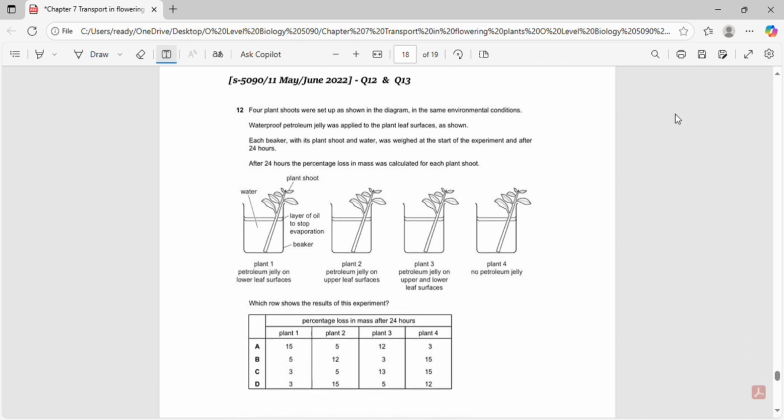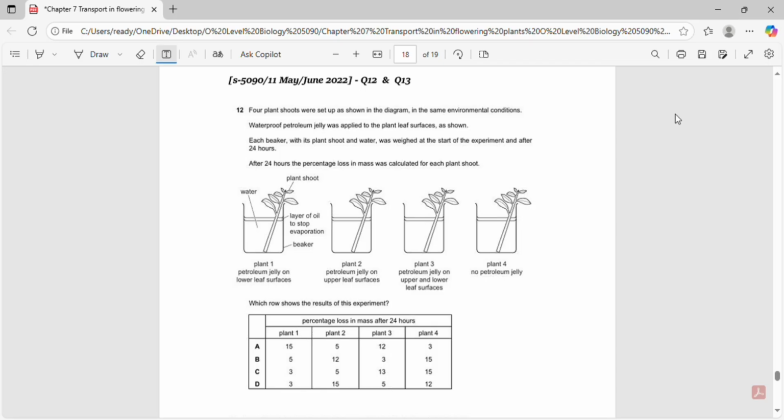Then we come back to the MCQs. The question says, 4 plant shoots were set up as shown in the diagram, in the same environmental conditions. Waterproof petroleum jelly was applied to the plant leaf surfaces, as shown. Each beaker, with its plant shoot and water, was weighed at the start of the experiment and after 24 hours. After 24 hours the percentage loss in mass was calculated for each plant shoot.